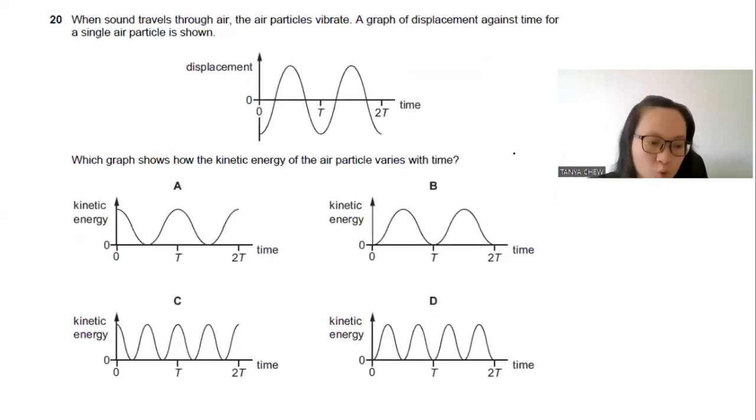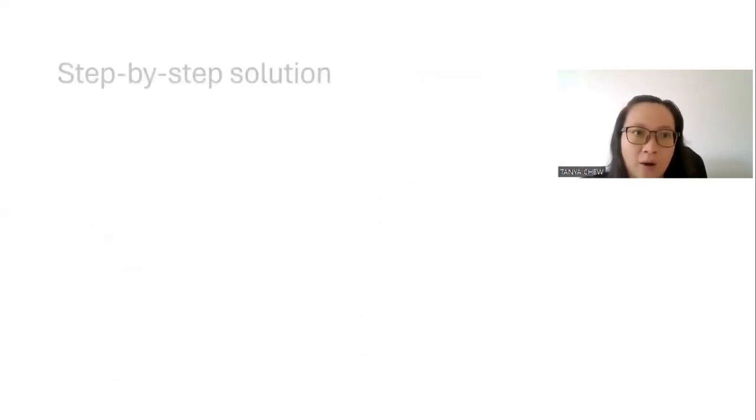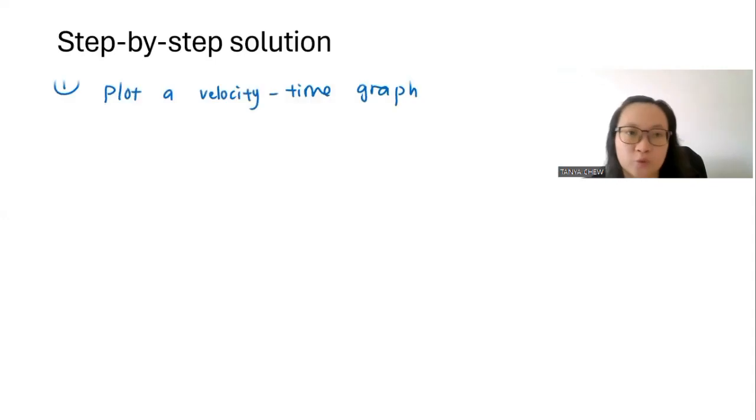Question number 20, when sound travels through air, the air particles vibrate. A graph of displacement against time for a single air particle is shown. Which graph shows how the kinetic energy of the air particle varies with time? Now, I want to give you a step-by-step solution for this question.